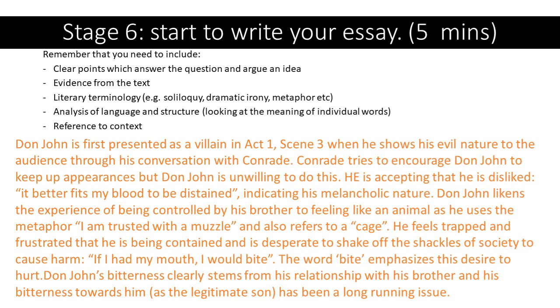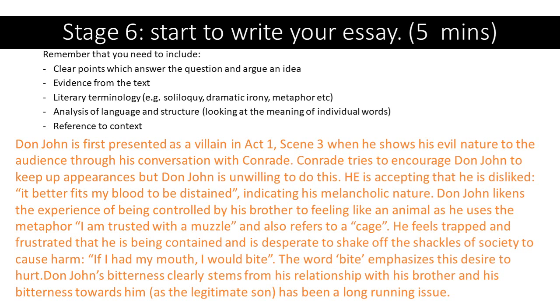Don John is first presented as a villain in Act 3, Scene 1, when he shows his evil nature to the audience through his conversation with Conrad. Conrad tries to encourage Don John to keep up appearances, but Don John is unwilling to do this. He is accepting that he is disliked. "It better fits my blood to be disdained," indicating his melancholic nature.